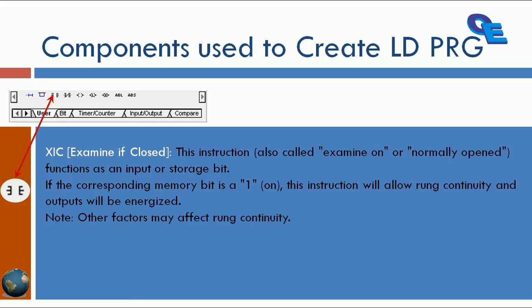For example, if you take one normally open contact at the left side and one coil at the right side, when the normally open contact is triggered, or set to 1 or on, it is closed. Then the signal flows from the left side to the right side through the coil and the coil will be energized. That coil will be your output.